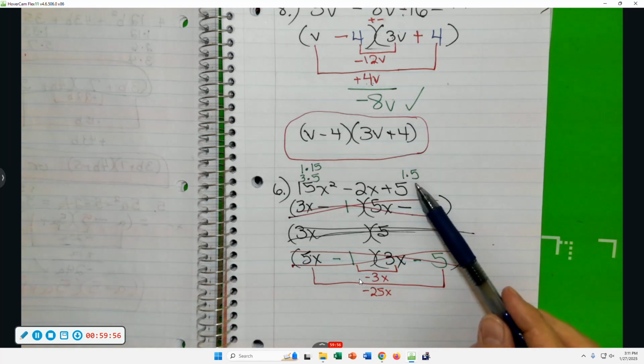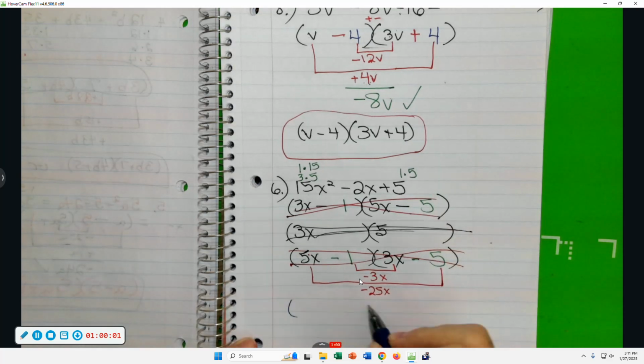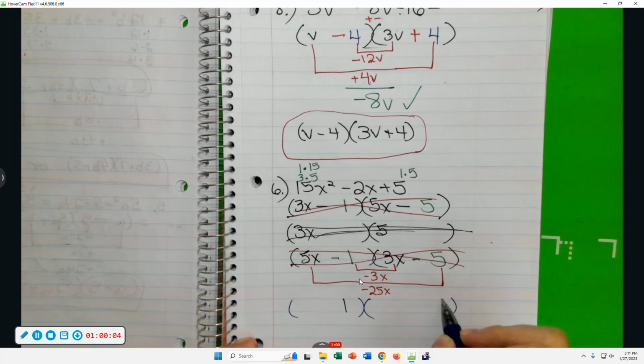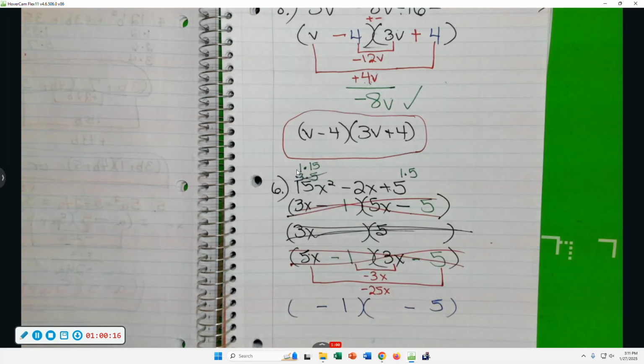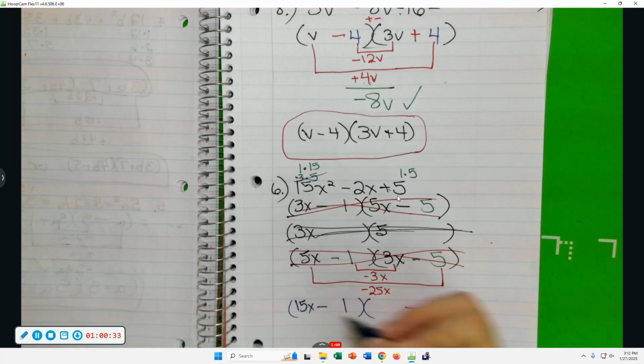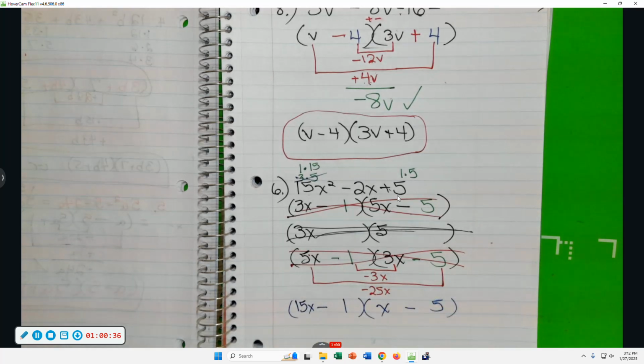Well, we know the only possibility for this last 5 is 1 times 5. So we're going to stick with the 1 and the 5, and we know the signs have to be minuses. What's the only other option we have here? 3 and 5 isn't working. So what's the other possibility? 1 and 15. Could I put 15x here with the -5? No, because the 15 and 5 are both divisible by 5. So if you're going to use 15x, you better say 15x and 1x. Is that going to do it?